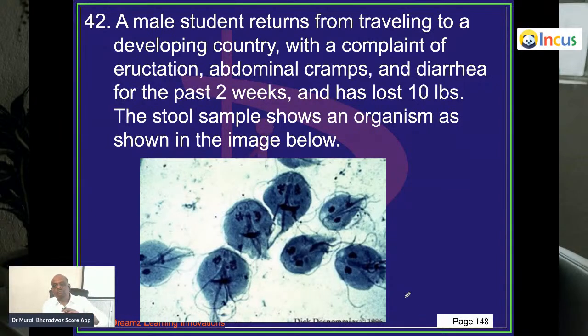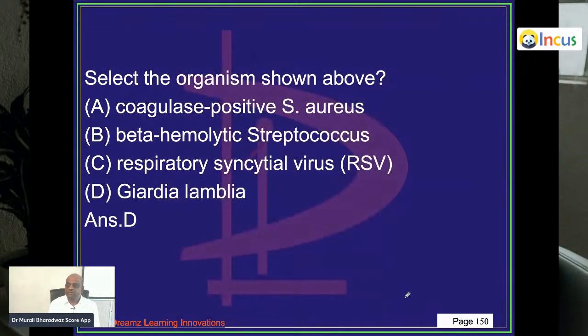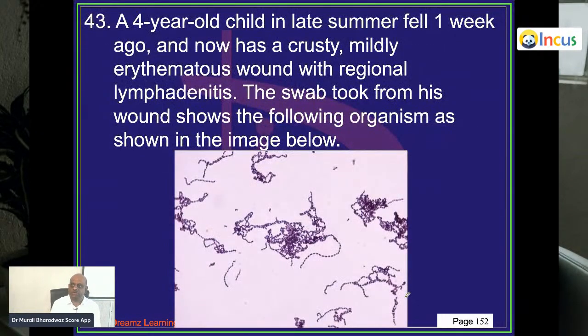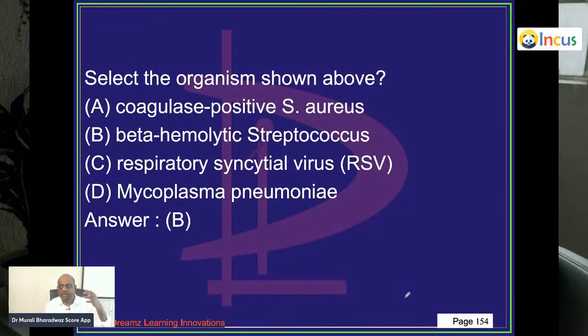A male student returning from a developing country develops eructation, abdominal pain. So that is giardiasis, Giardia lamblia is what you are able to see. A 4-year-old child typically has got a regional lymphadenitis with erythematous wound. So what is that which is being shown? Beta hemolytic streptococci.